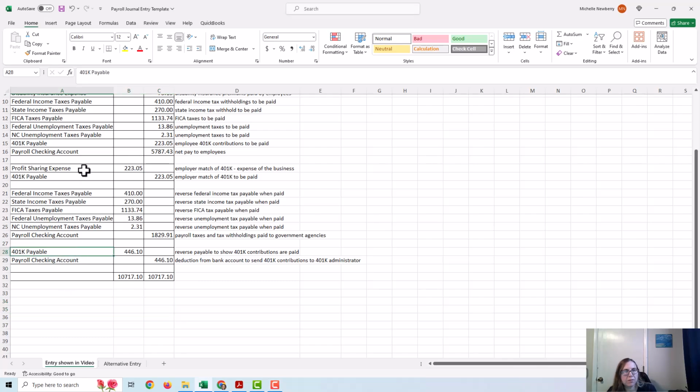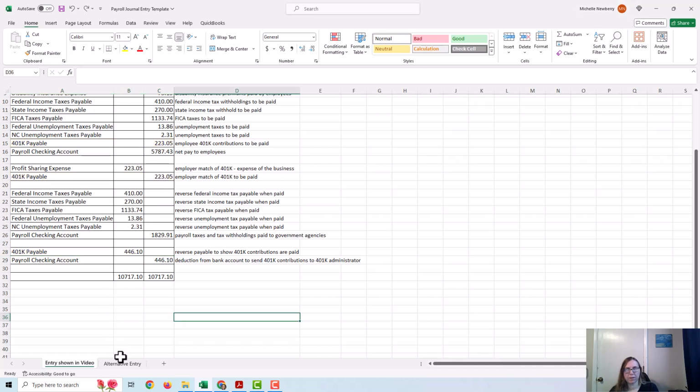And then the 401k payable, once the money is sent to the 401k administrator, then you would debit the payable account. So up here, when the money was withheld and the money was matched by the employer, those are credits to the payable account. And then when it is sent to the 401k plan, it would be the opposite. It would be a debit. So these two credits are going to subtract or offset the debit.